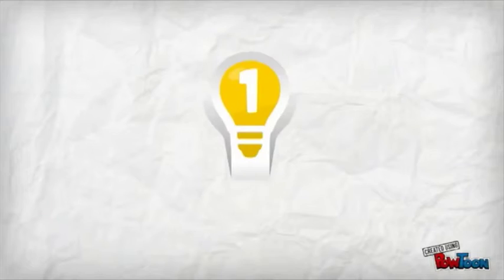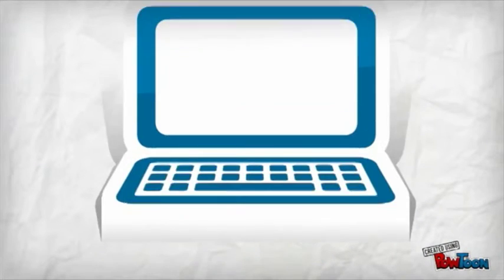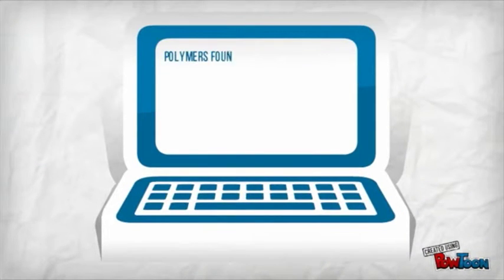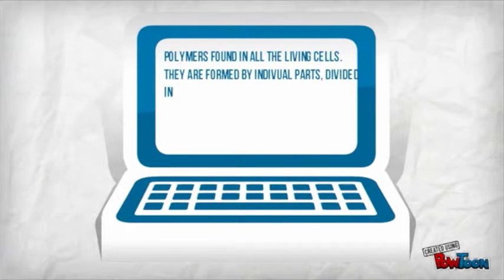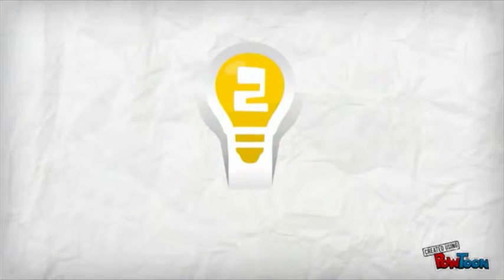Our conclusions. DNA and RNA are nucleic acids, polymers found in all living cells. They are formed by individual parts divided in three classes: pentose sugars, phosphate, and heterocyclic amines, or bases.